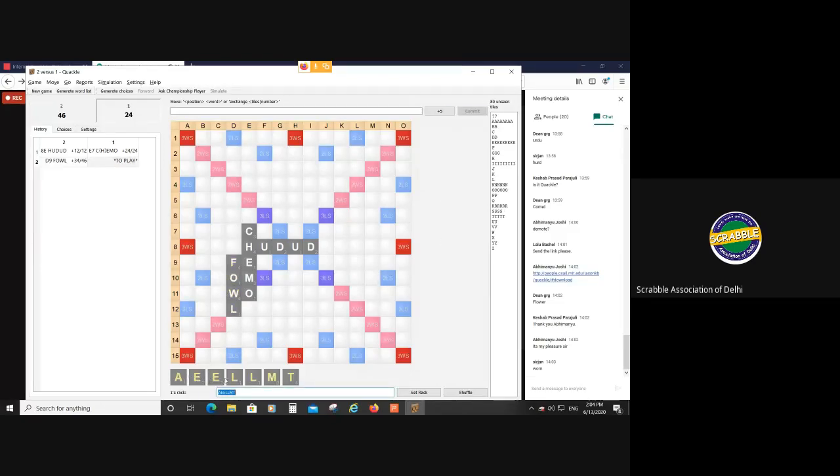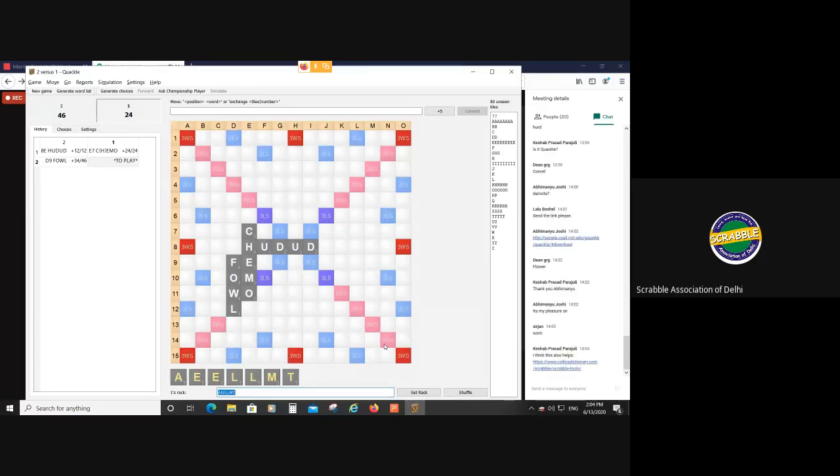Next rack, we are getting this: AEELLMT. So where should we now try to take this?